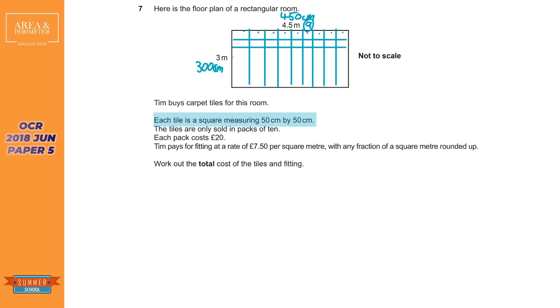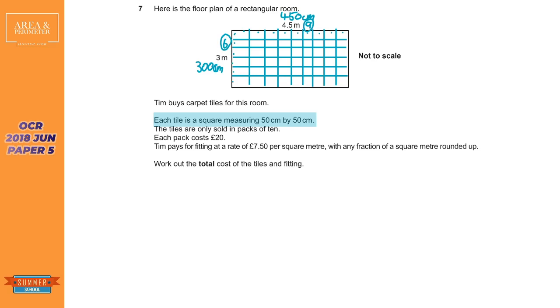100. 150. 200. 250. And 300. And let's just check that. So that's 50, 100, 150, 200, 250, 300. So how many is that? 1, 2, 3, 4, 5, 6. So that's 6. So we've got 9 tiles going along and 6 tiles going down.